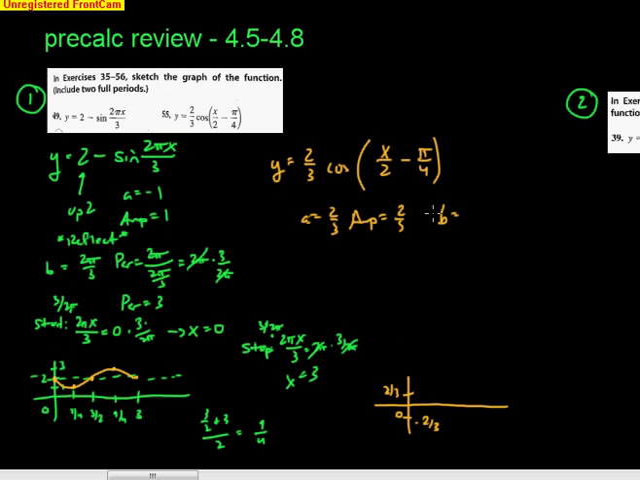The b value is the number with the x, that's 1/2. So when I find the period, 2 pi divided by 1/2 is the same thing as 2 pi times 2, which is 4 pi. So now, my graph is extended double, 4 pi. And now it's the starting and stopping points.